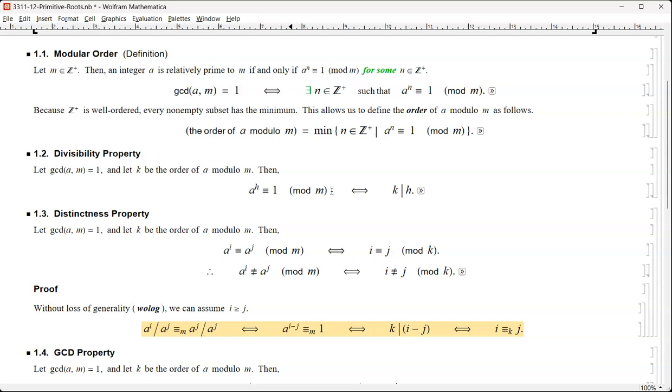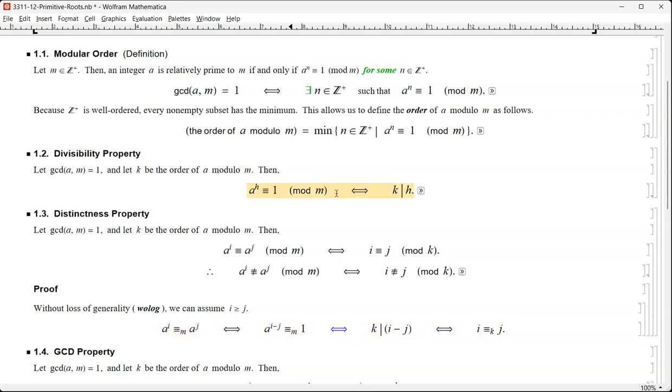And we can apply the divisibility property. So k divides i minus j. And that means i and j are congruent mod k by the definition of mod k. Everything is necessary and sufficient, so that completes the proof. Amazingly simple. But the key step right here uses the divisibility property.